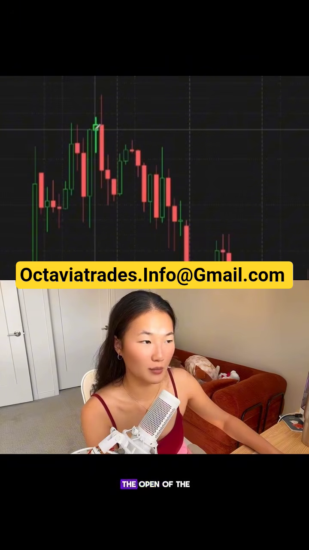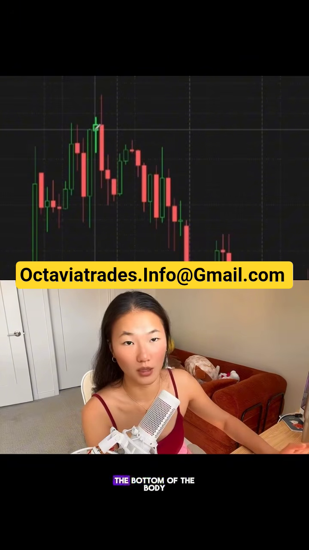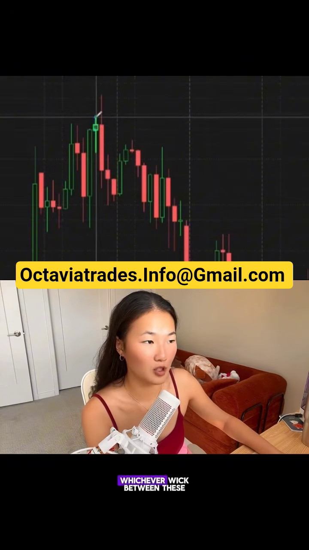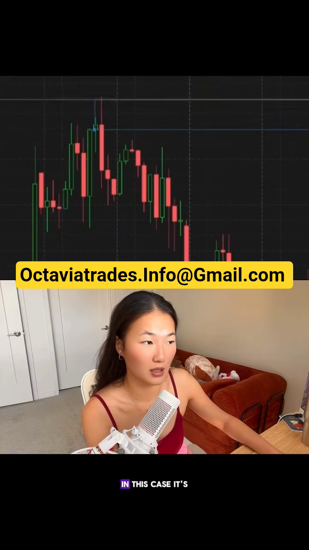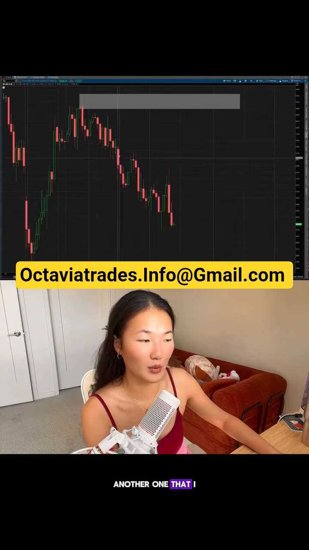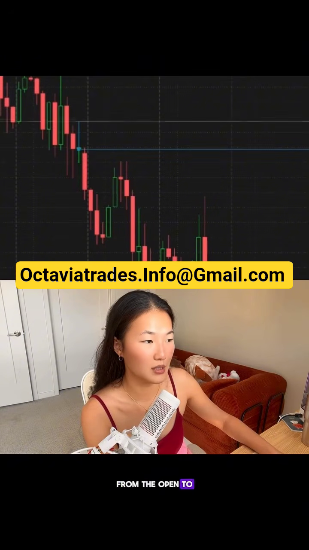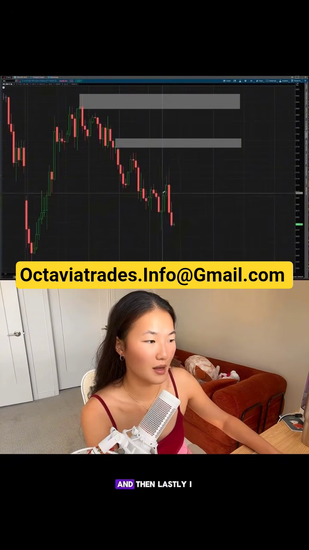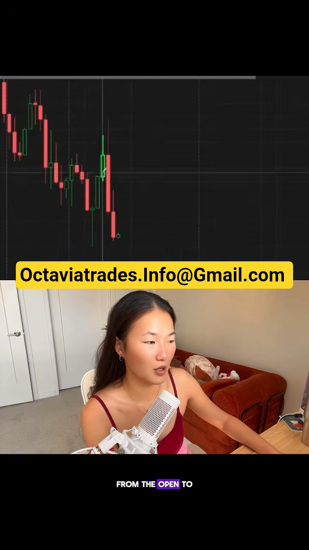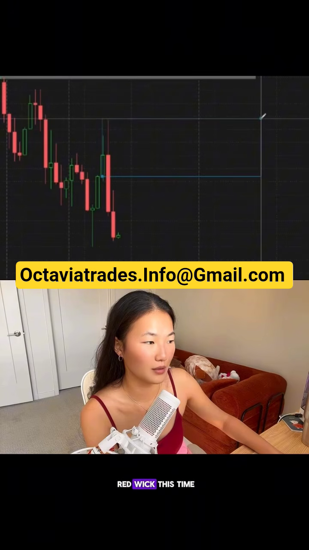I like to draw my supply zones from the open of the green candle, which is the bottom of the body, to the top of whichever wick between these two candles is longer. In this case, it's the red candle. Another one that I see is this one, the small green, big red, from the open to the top of the green wick in this case. And then lastly, I see a supply zone here from the open to the top of this red wick.